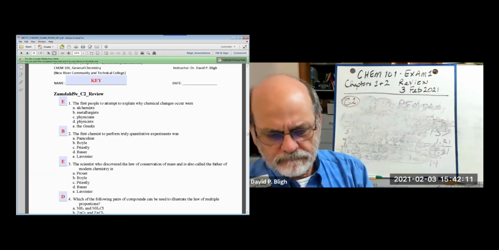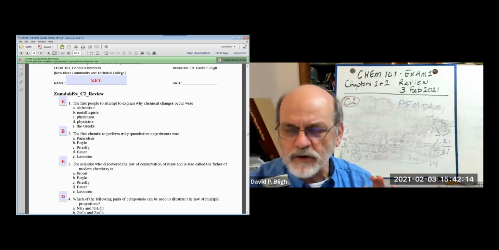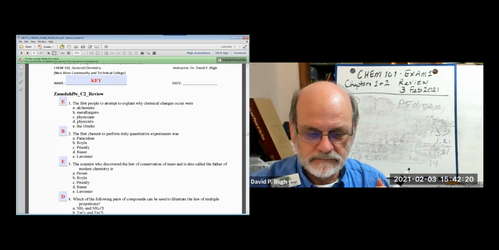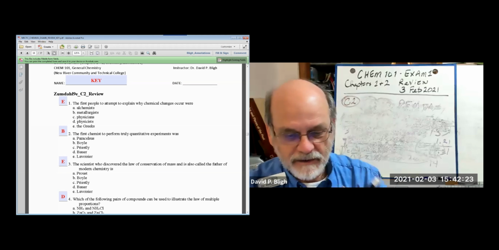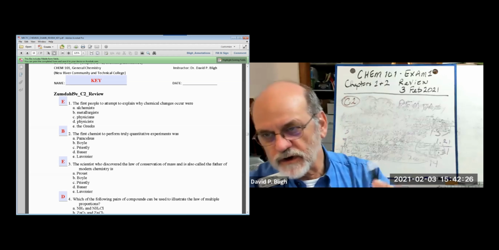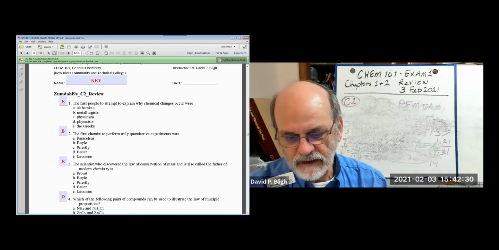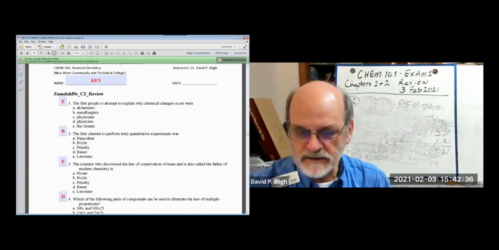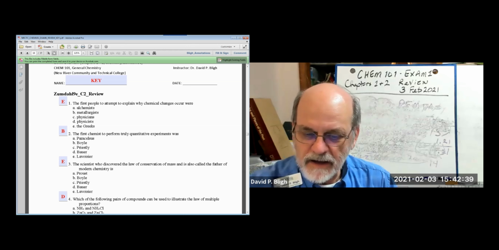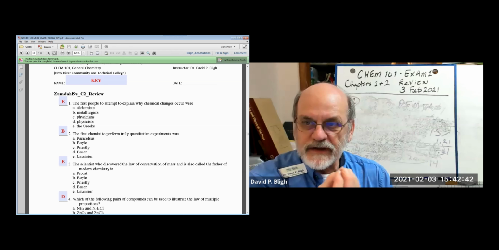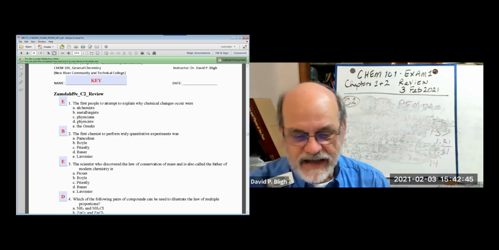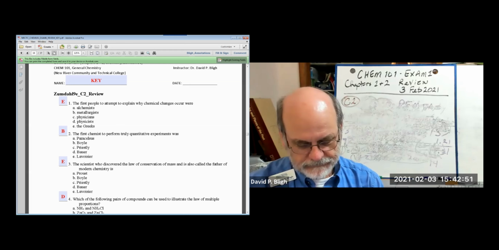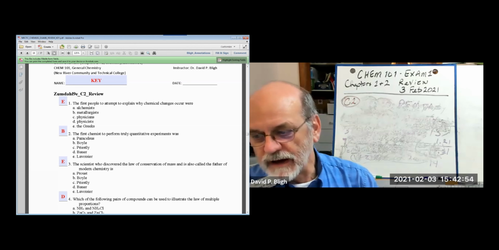Who were the first people to attempt to explain why chemical changes occur? Right? Did the alchemists do that? No. Metallurgists, well, the alchemists were in some respects metallurgists, but metallurgists actually span centuries. But they weren't an easily identifiable single group. So actually the best answer here is the Greeks. The Greeks were the first to try to explain chemical change. They got it wrong, of course, but they made an attempt.